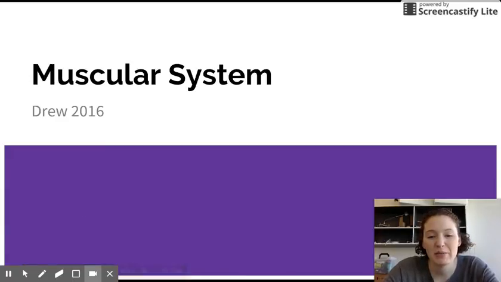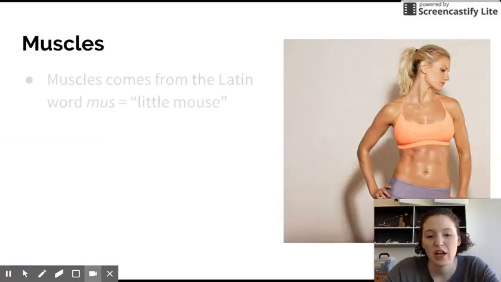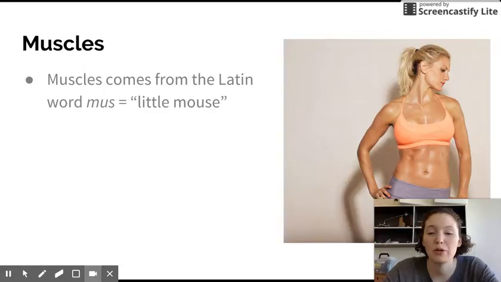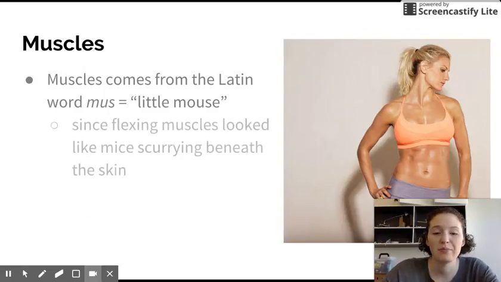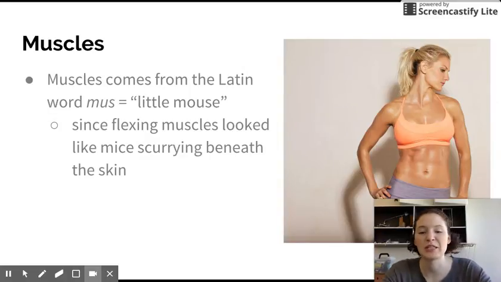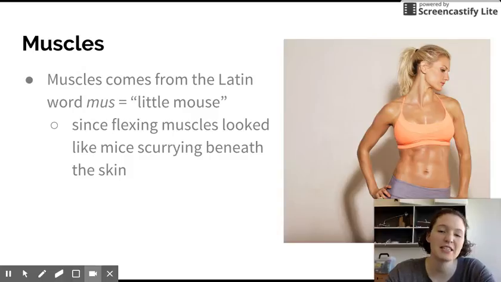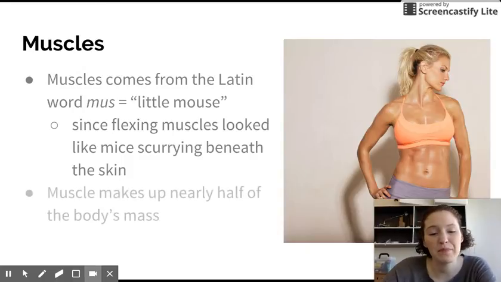All right, this video is going to be on the muscular system. Muscles come from the Latin word mus or musculus, which means little mouse. They felt that the flexing of the muscles looked like mice scurrying beneath the skin. Whether or not it looks that way to you, that's where the word comes from.